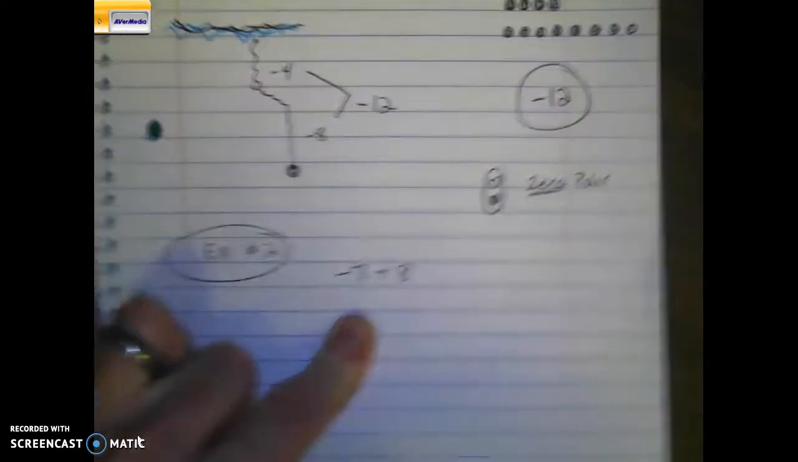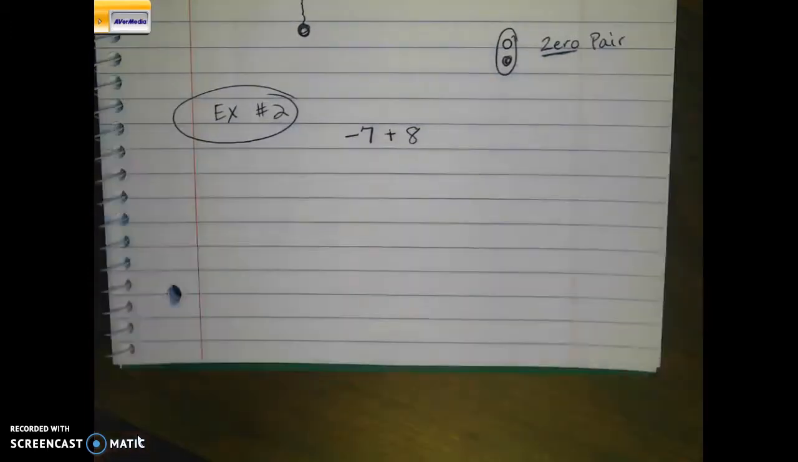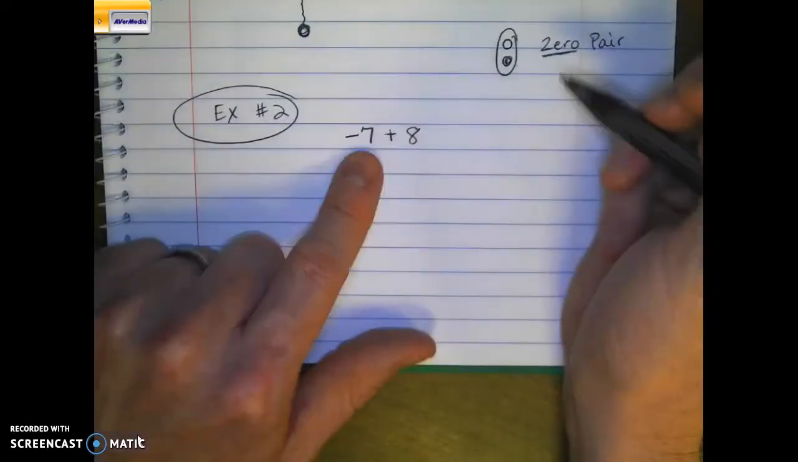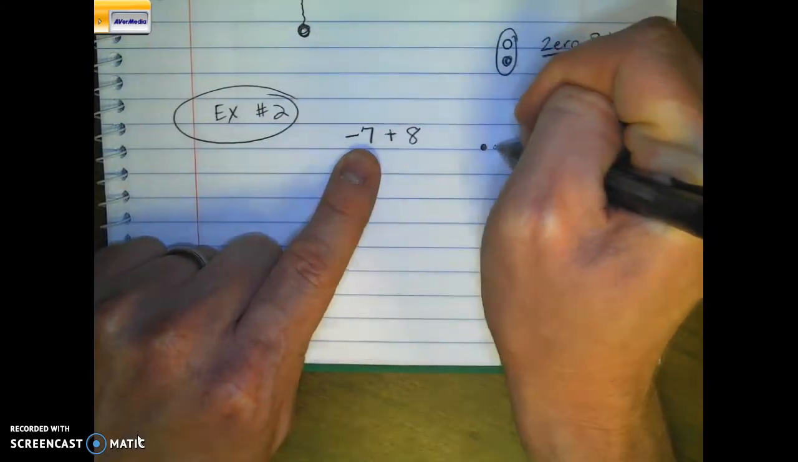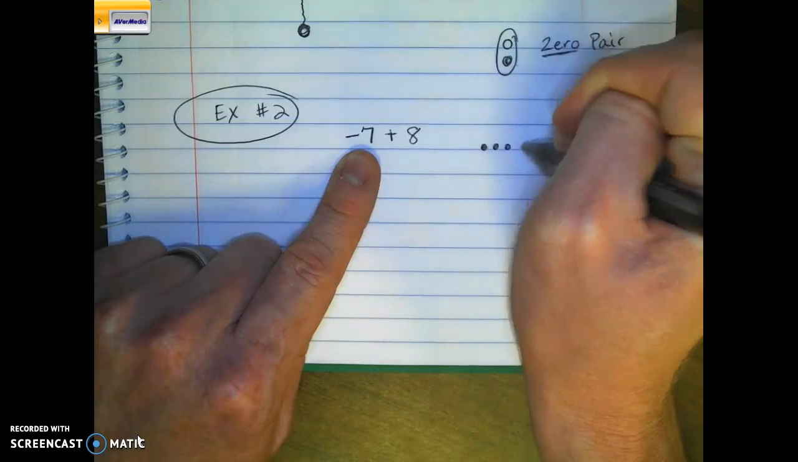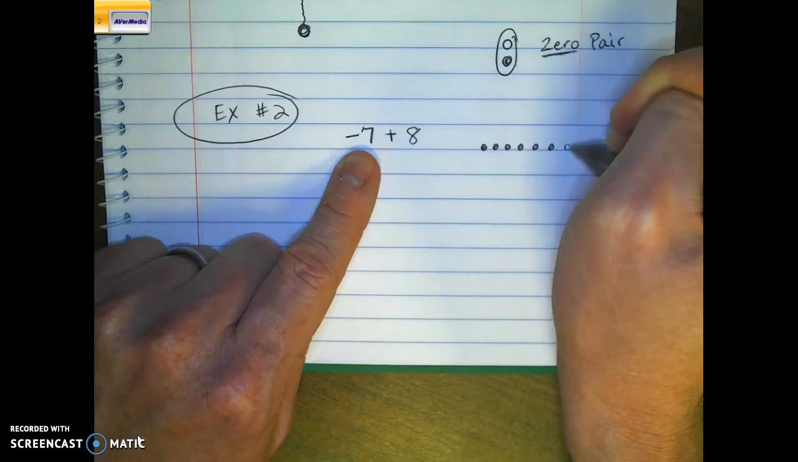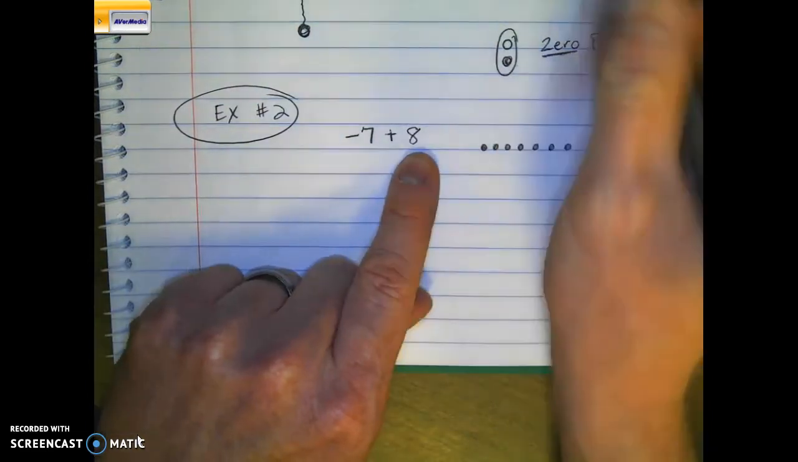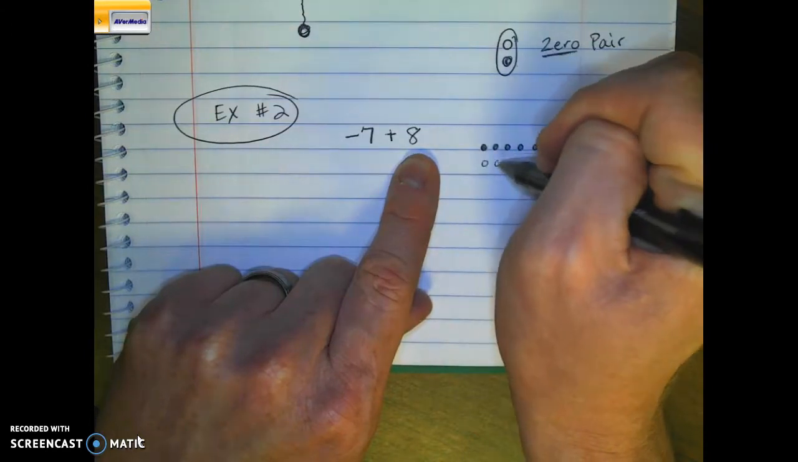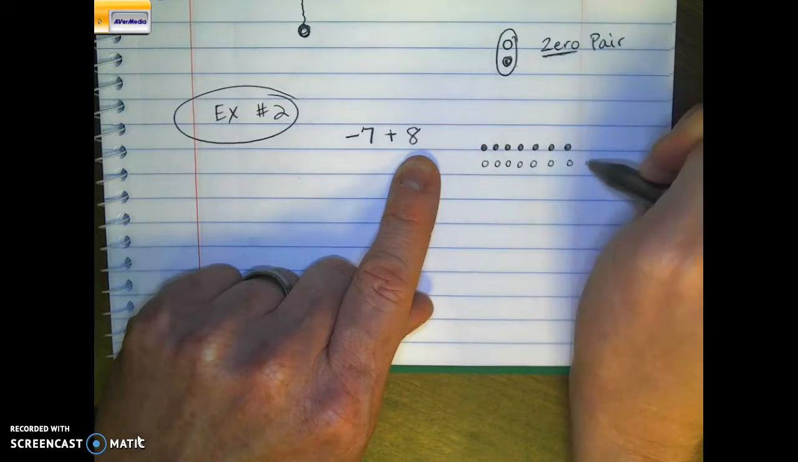And again, if you don't understand this, you can rewatch it, or you are more than welcome to ask me, and we're going to go over it a ton tomorrow. So I have 7 negatives, so I'm going to draw 7 negative circles. 1, 2, 3, 4, 5, 6, 7, plus 8 positives. Well, those are the open circles. 1, 2, 3, 4, 5, 6, 7, 8.